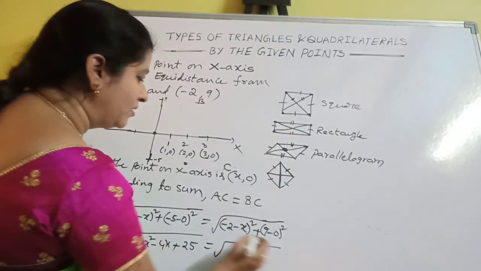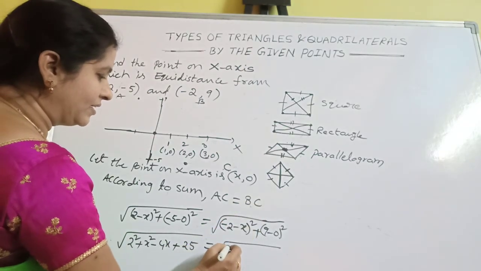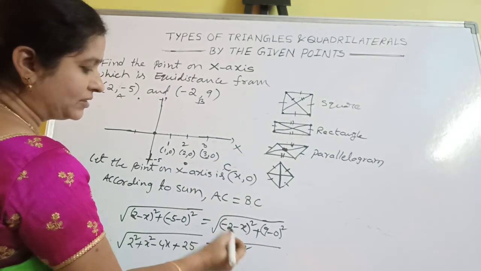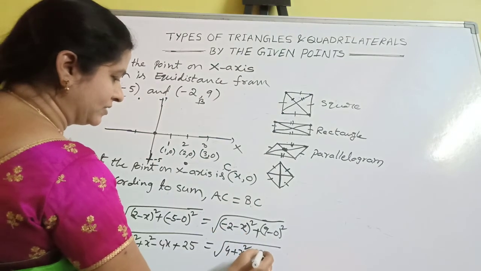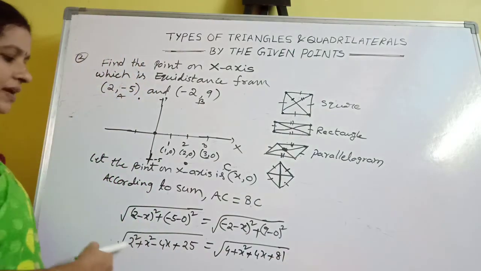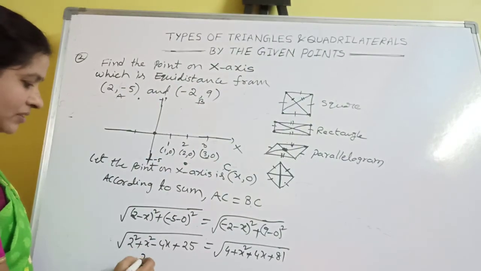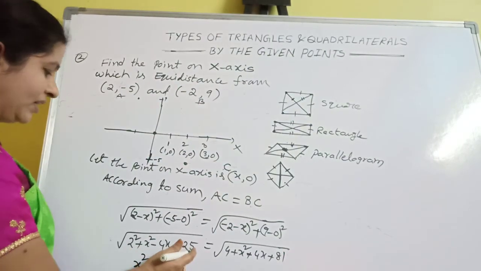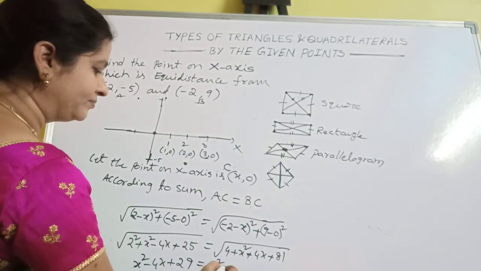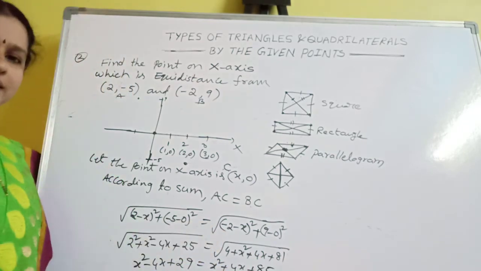Here also a minus b whole square: minus 2 whole square gives a square, 4, plus x square, and minus into minus gives plus 2ab, 4x. Then 9 minus 0 into 9 square is 81. The square root is cancelled on both sides. Simplifying, x square minus 4x plus 25 plus 4 is 29. Here also x square plus 4x plus 81 plus 4 is 85.